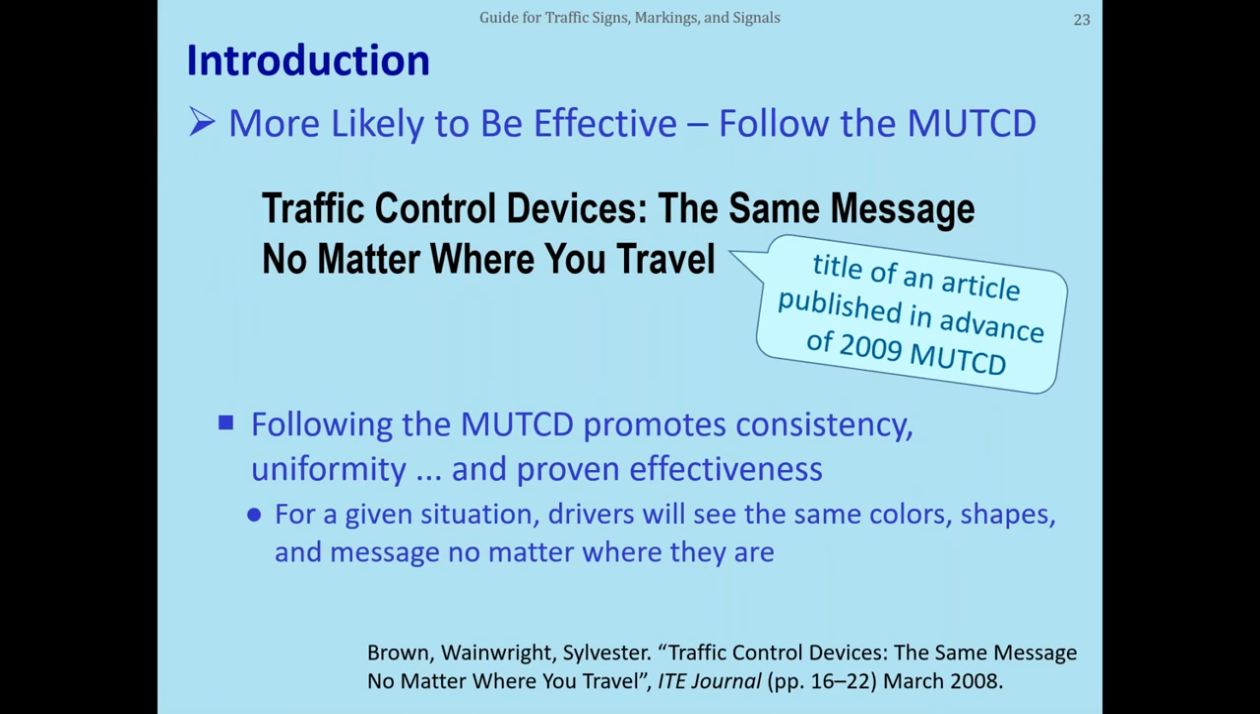One of the things the MUTCD seeks to accomplish is to have consistency and uniformity with signs and markings and signals that have been proven to be effective. In other words, whether a driver encounters a given situation in Portland, Maine, Portland, Oregon, or Portland, Arkansas, we want the driver to see the same treatment for that situation. So through experience, drivers learn what the control devices mean almost at a subconscious level.